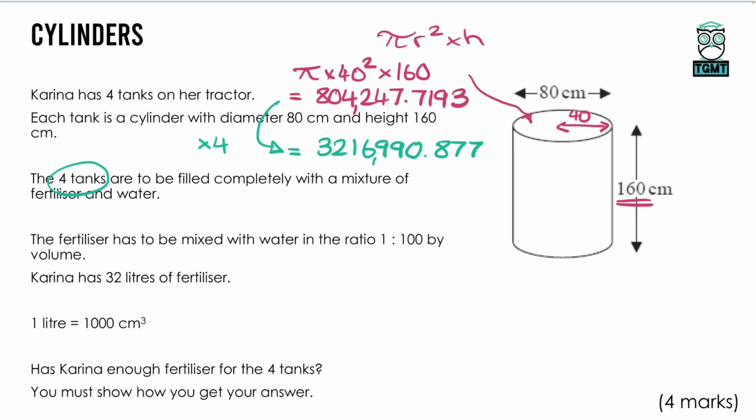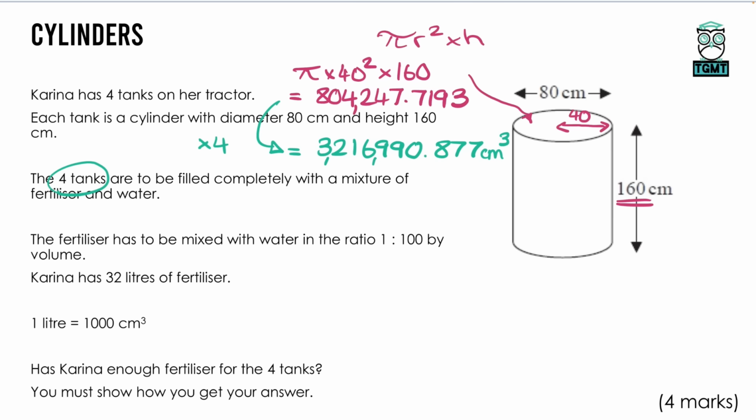So that's 3.2 million centimetre cubed. Right, so we're getting some very large numbers. Now, it says here, Karina has 32 litres of fertiliser, and it's going to be mixed in the ratio with water 1 to 100. So we're going to need to work out exactly how much volume we have here, but that's given to us in litres, and we're currently working in centimetre cubed.